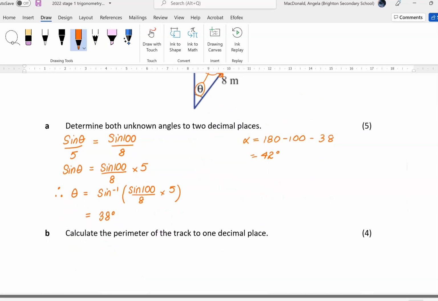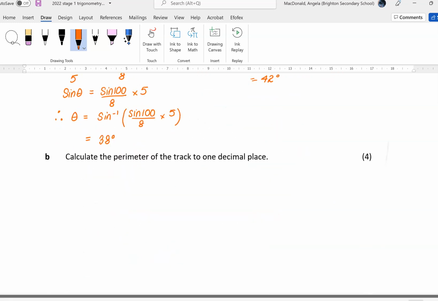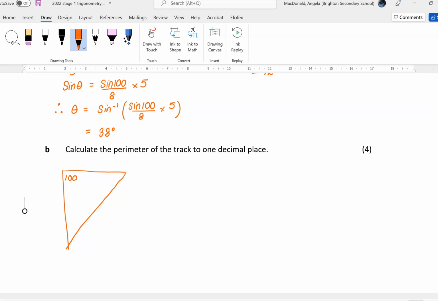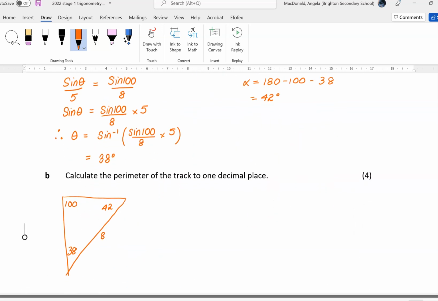Now, what do we want? The perimeter. So clear off any of the stuff. You can pop any other information that you have into your diagram. Sometimes it helps to draw it clearly. So if you want to, we can just draw this again. So we've got 100. That one was 38. This one was 42. And what else? We have 8 and 5. And we want our last length here to get the perimeter.